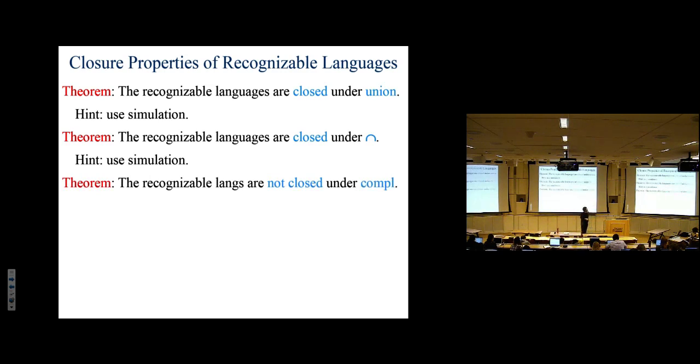Okay, here's a kicker. The recognizable languages are not closed under complement. All the other ones were closed. The regular languages were closed under complement. The decidable languages were closed under complement because you can change a yes to no and no to yes. Why can't you change a no to a yes and yes to a no here and preserve closure under complementation for the recognizable languages?